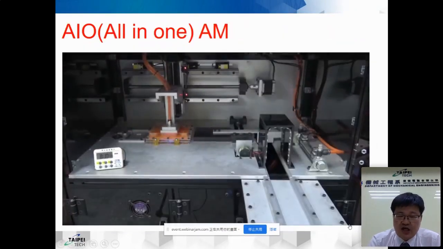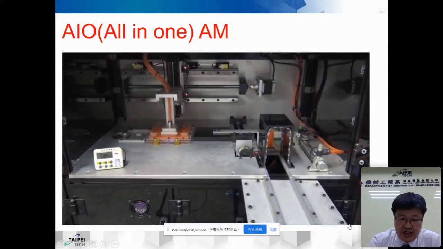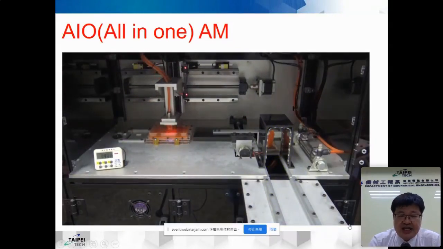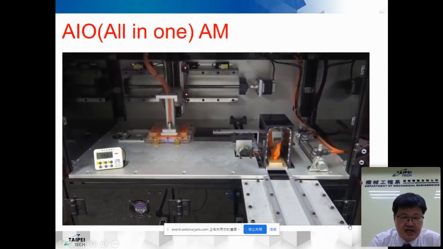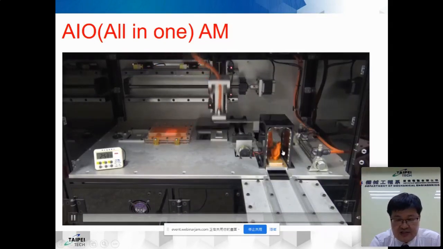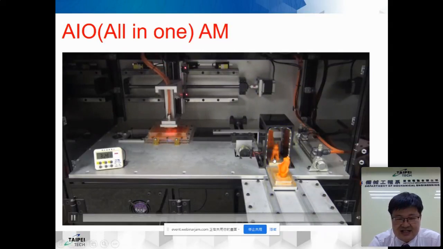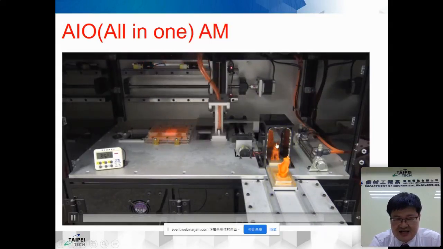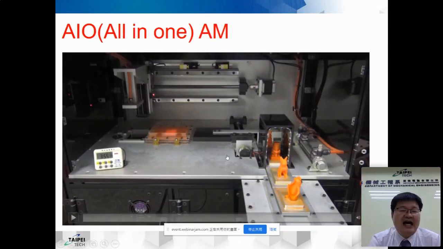And also, we are talking about continuous printing. This is one of the demo systems. You can see we can print one object and the second object continuously with no stop. As you can see here, the first one is a frog. And the second one is a dog. And the third one is a lion. The fourth one is a rabbit. We can print everything different continuously.